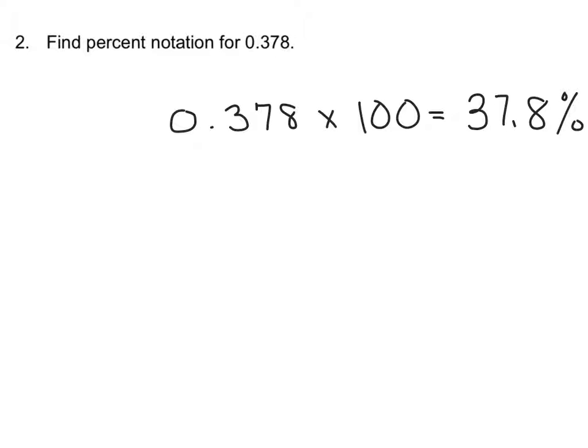We can also do this without using a calculator by moving the decimal 2 places to the right. So if we have 0.378, we'll locate the decimal and move it 2 places to the right, giving us a percent of 37.8.